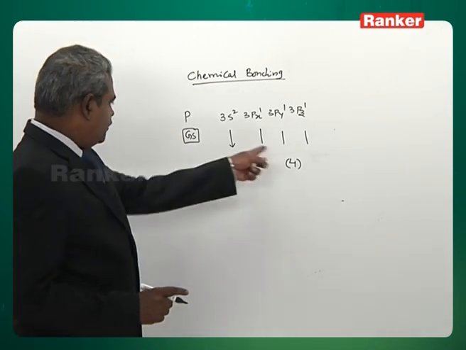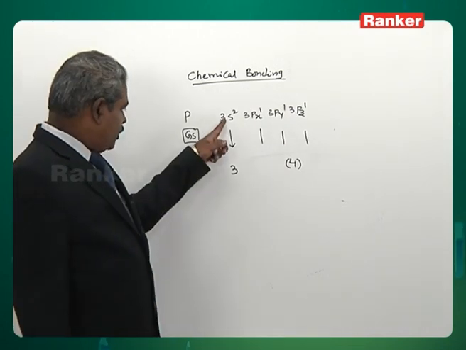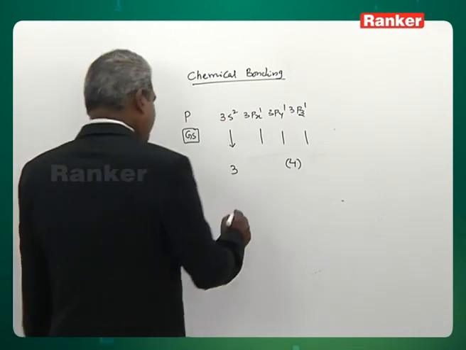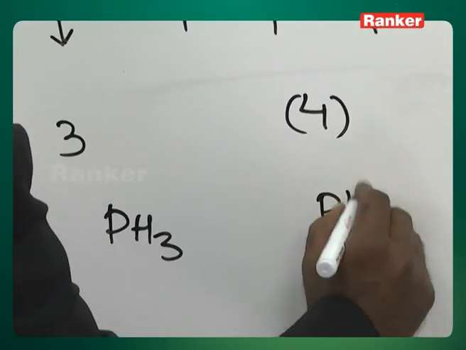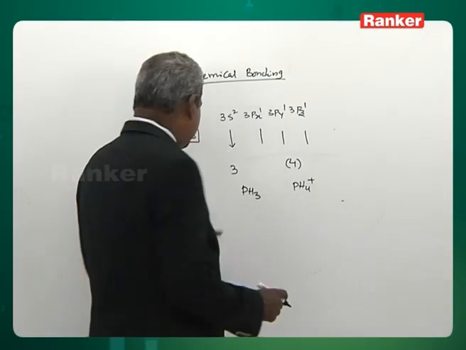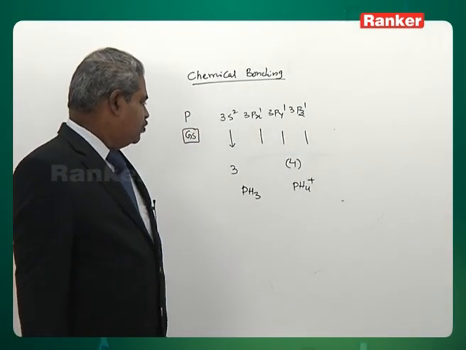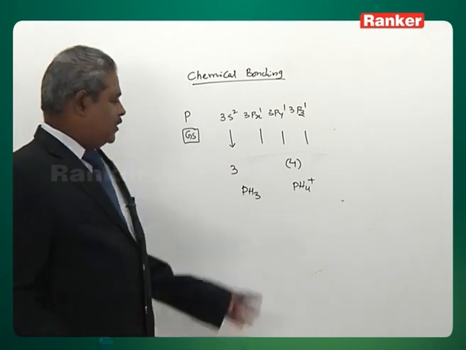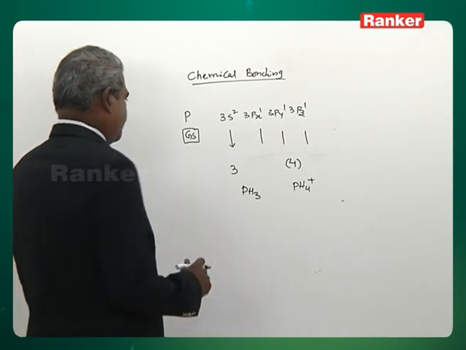But how is the 4th bond formed? The 4th bond is not a normal bond. It is formed only through donation. So, PH3, PH4 plus, just like NH3, NH4 plus. This is no new thing. This is only imitating nitrogen, NH3, NH4 plus, in the ground state.